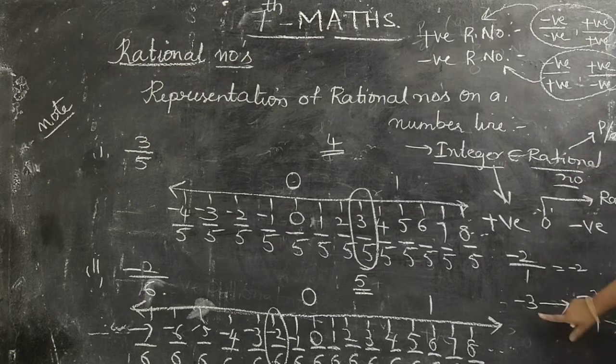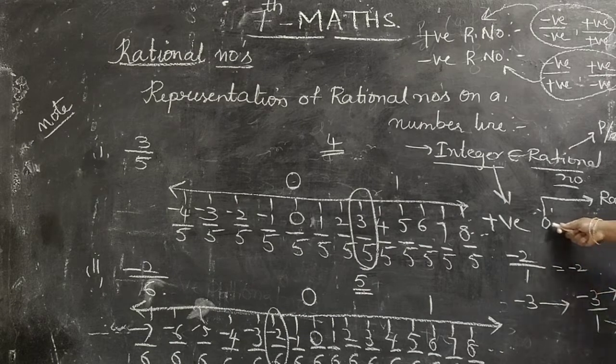In the same way, minus 3 can also be written in the form of minus 3 by 1. This is in the form of p by q, so it becomes a rational number. In the same way, 0 is also a rational number. Why are we calling 0 a rational number? Because 0 can be written in the form of 0 by 1.